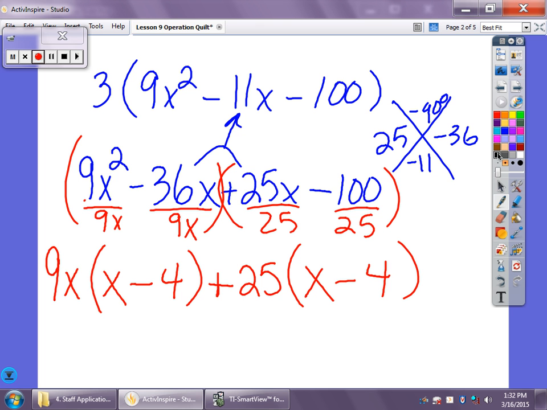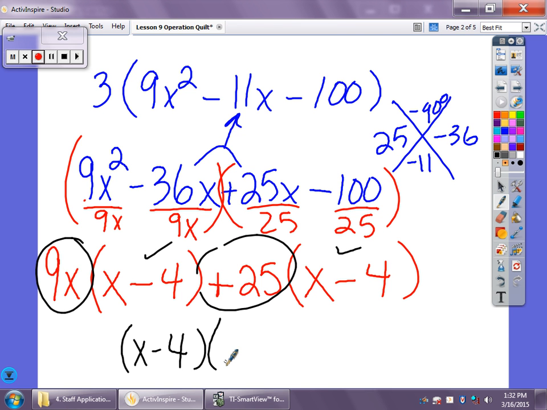So that makes my factors the x minus 4 for my two parentheses. And then my outside numbers make my second parenthesis 9x plus 25. And if you remember, way back in the beginning of that problem, we factored out a 3. So it goes out in front. Okay, let's move on.